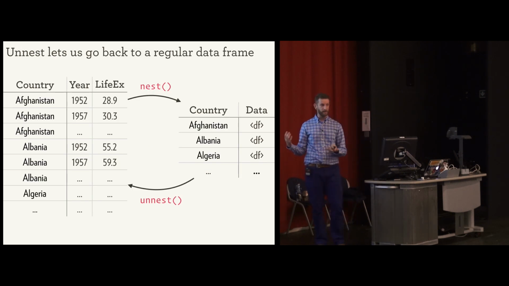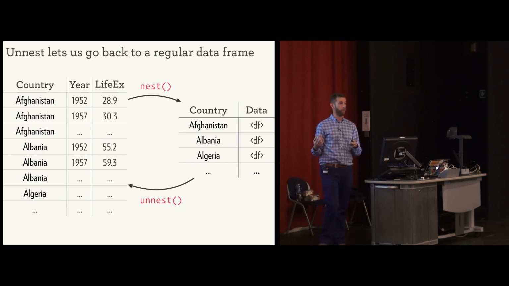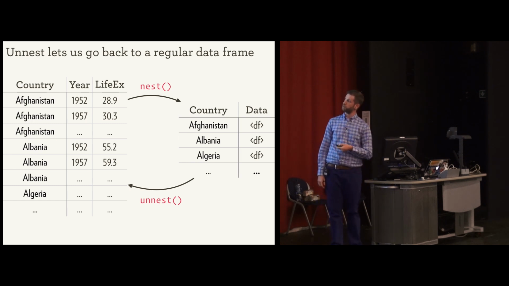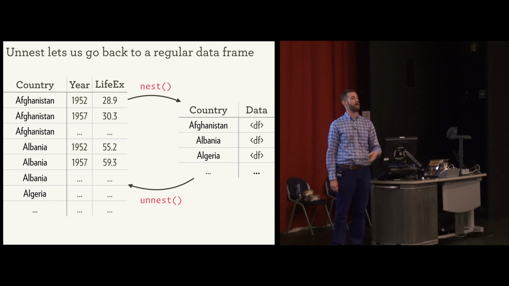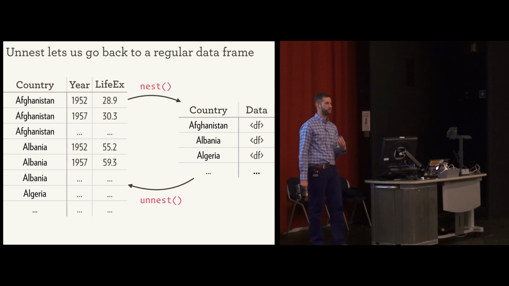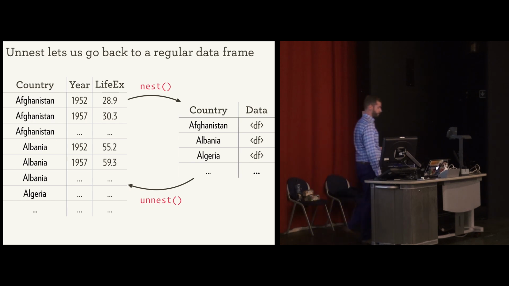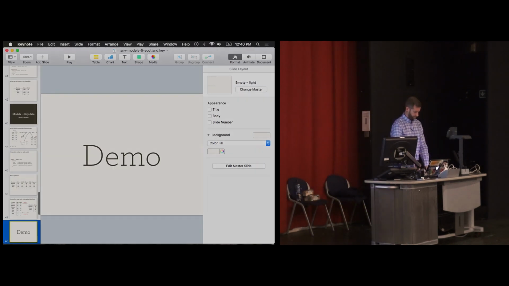Well, helpfully, we can do the opposite thing that we did before. So remember earlier we took this regular data frame and we nested it to get this nested data frame. Now we want to do the opposite. Now we want to go from this nested form back into the unnested, the regular form. So let's have a look at that.